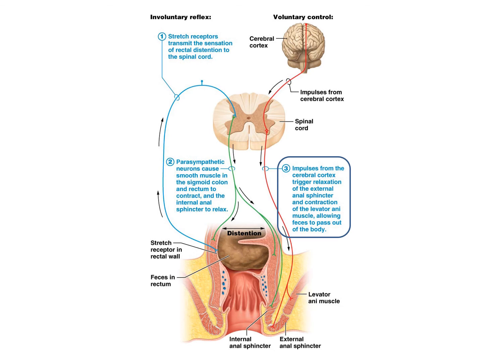Okay, so here is the last step. Impulses from the cerebral cortex trigger relaxation of the external anal sphincter and contraction of the muscles, allowing feces to pass out of the body. So it requires both. The reflex requires both the involuntary control as well as voluntary control.